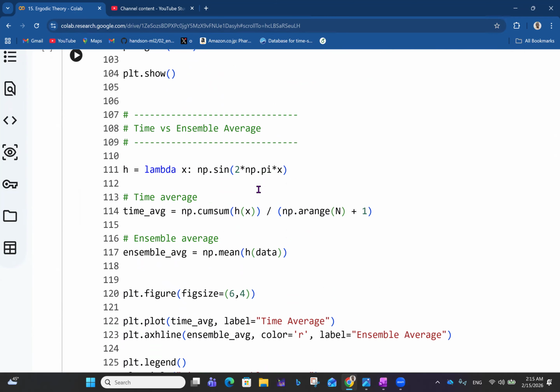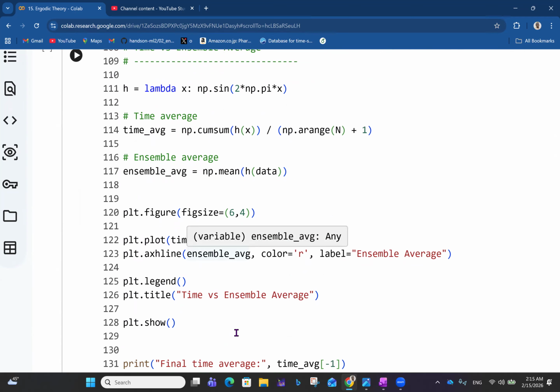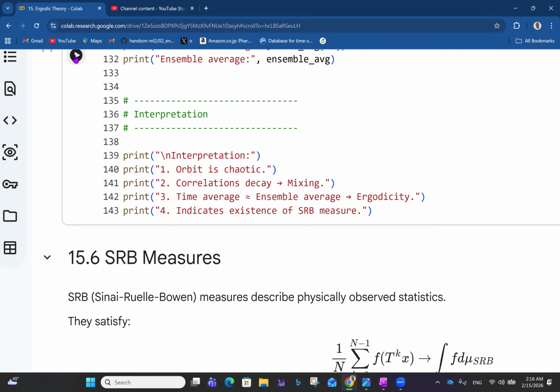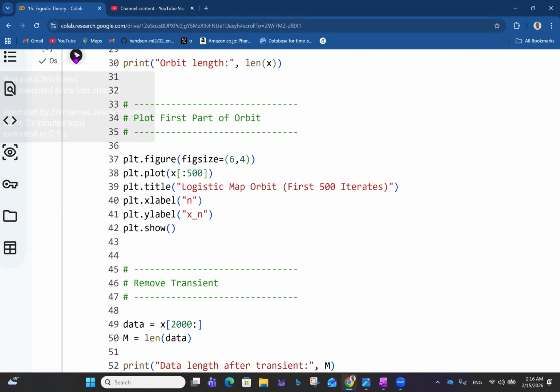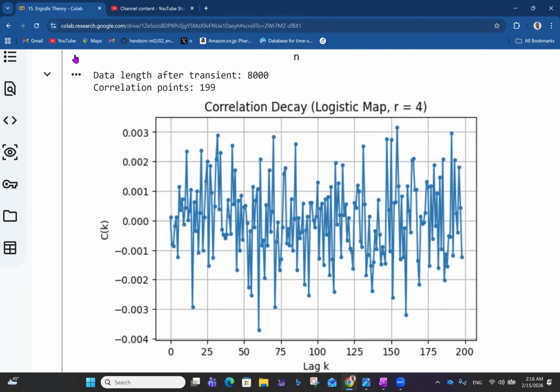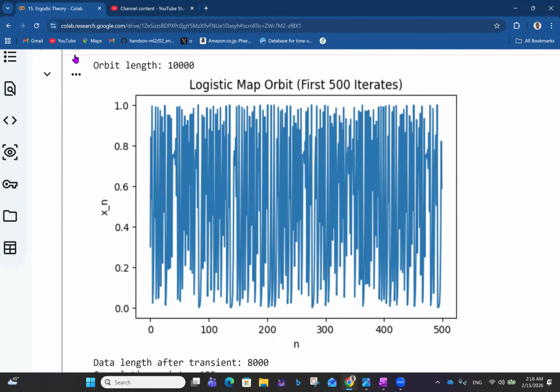Then we have time versus ensemble average set up right here. So we talked about the time average and space average the other time. And then of course we have some values that are like diagnostic values for this kind of system. So with that now, first of all, see the first plot here.